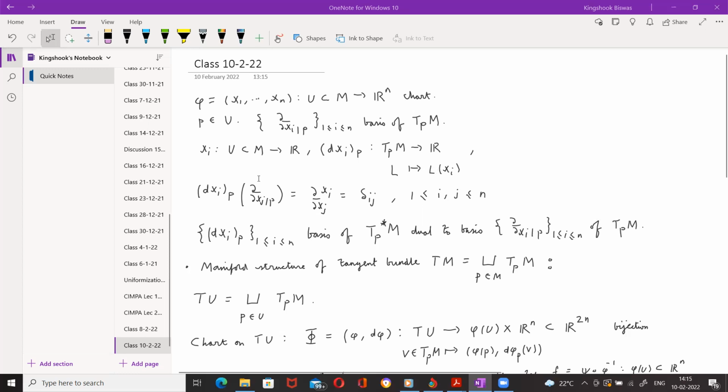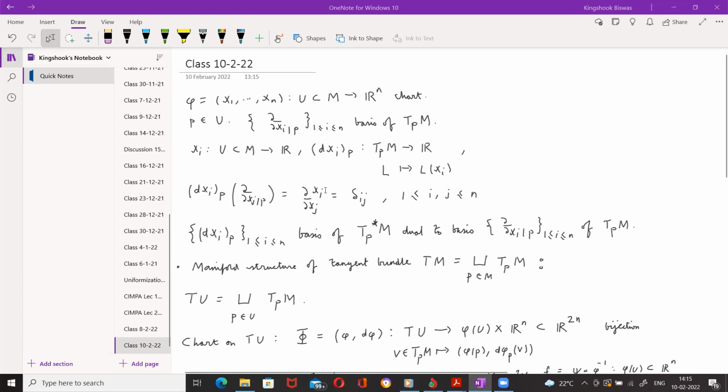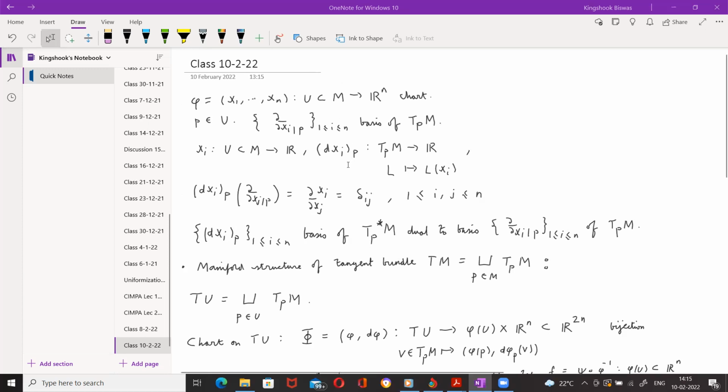And so therefore, if I apply my dxi's, these linear maps, to the tangent vectors del del xj, what happens? By definition, this will be del del xj acting on xi, right? And that obviously is delta ij, the Kronecker delta. Yes? Okay.